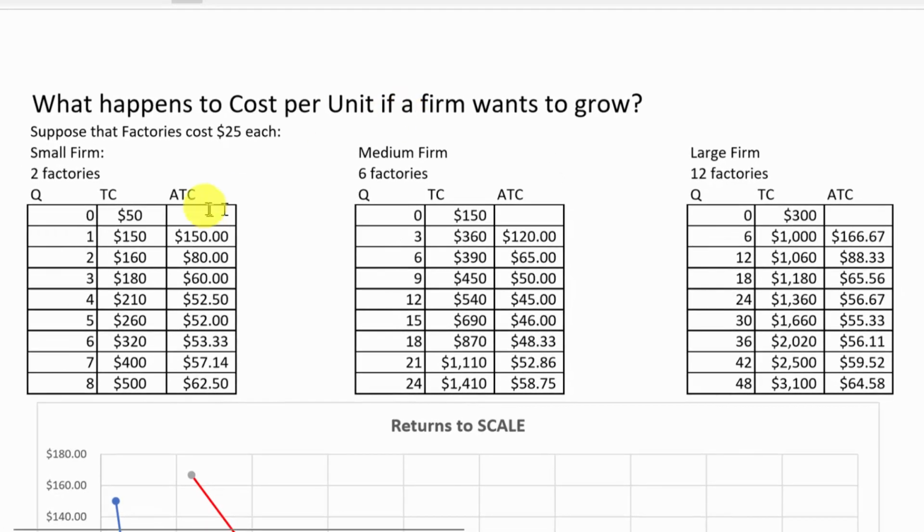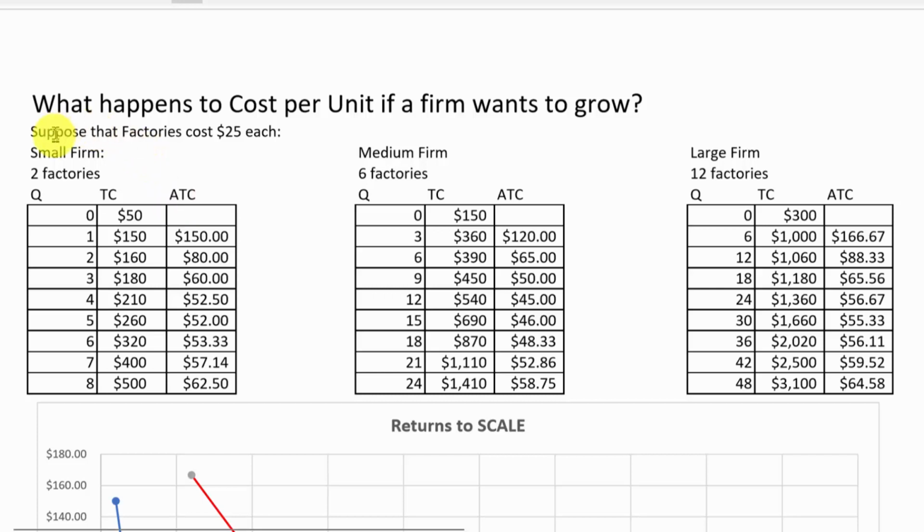Let's look at 3 different possible total cost tables, and instead of calculating everything here, I'm just going to focus on average total cost, or the cost per unit, because that's the most important thing for a firm whenever they're going to look at profitability and whether they're going to be able to compete given the market price. Are they going to be able to break even, or are they going to be forced to lose money?